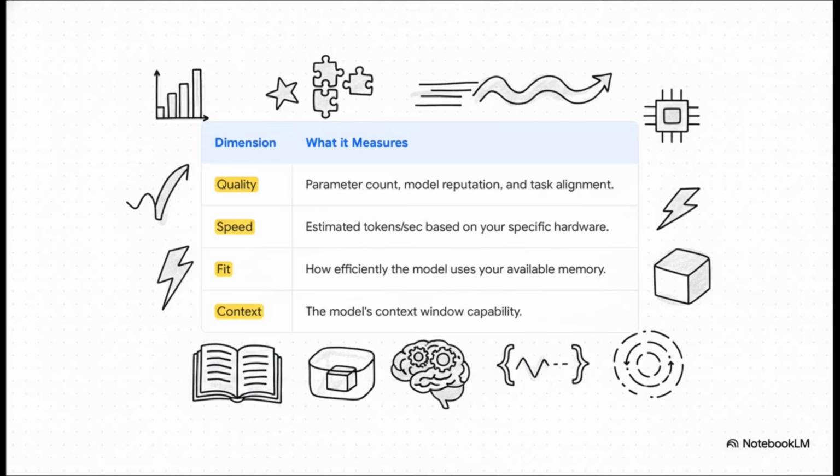Quality isn't just about how big the model is. It actually weighs the parameter count against the model's reputation and how well it's known for a specific task. Speed is that calculated tokens per second estimate, and it's based on your specific hardware, whether that's an NVIDIA GPU, an Apple Silicon chip, or just your CPU. Fit measures memory efficiency. It actually rewards a model that uses, say, 90% of your VRAM over one that only uses 20%. And finally, context looks at the model's context window and compares it to what's considered good for its main use case.